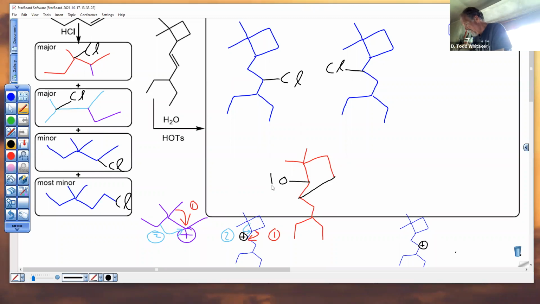And you're saying, wait, it's secondary. It's not a major product. And I'm saying, wait, this is not about hyperconjugation. This is about relieving torsional and angle strain. So this is a major product. I got rid of a cyclobutane. Forget about hyperconjugation. The blue arrow will also get rid of cyclobutane.